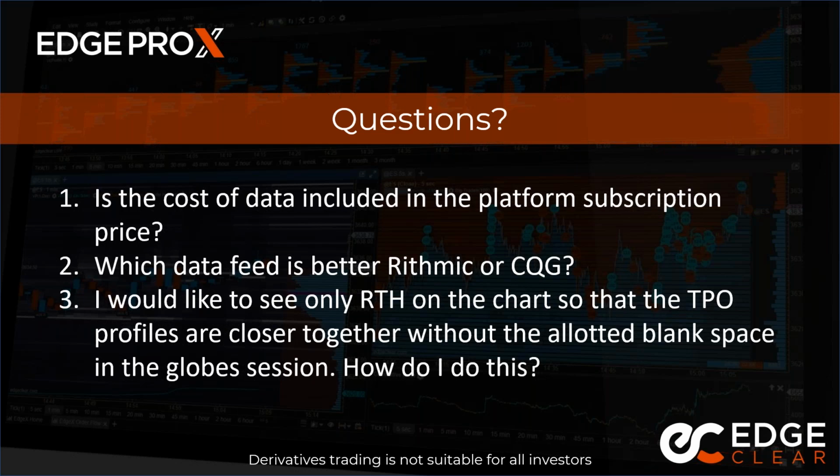So someone asked, is the cost of data included in the platform subscription price? No, $34.99 is just the platform. You also have to purchase data along with it. We are compatible with Rithmic, CQG, and IQFeed, but Rithmic and CQG are the only execution. IQFeed is not execution. So that is the cost of the platform, $34.99.